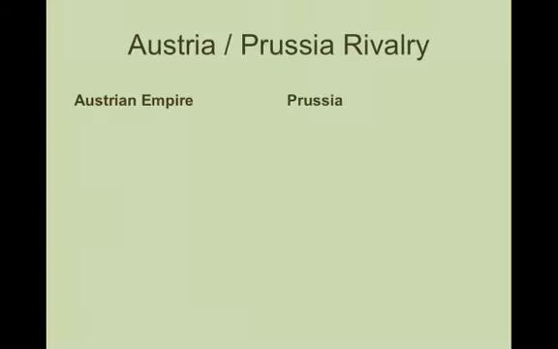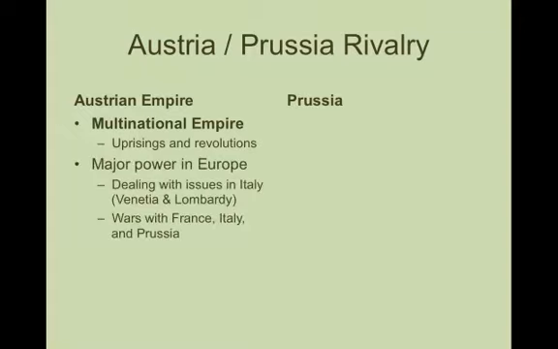What is the makeup of these two empires? Well, Austria, as we looked at on a map before, is a multinational empire. And as a result, they suffered some uprisings and revolutions throughout their existence, but they were a major power in Europe. And they had some specific uprisings in Italy here in the 1870s, and also wars with France, Italy, and Prussia in the 19th century, as we'll see. So the Austrian Empire is going to be threatened by nationalism because it's a multinational empire, just because of its makeup. Prussia, on the other hand, is primarily a German population.